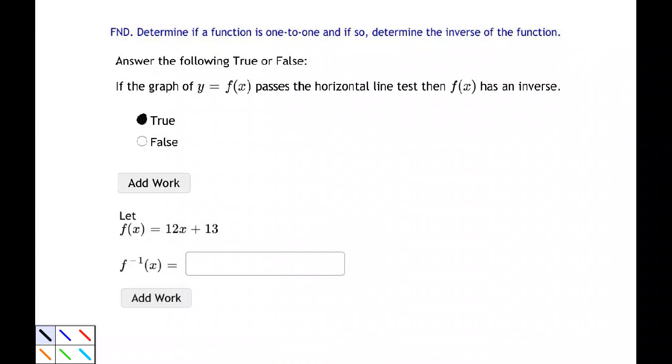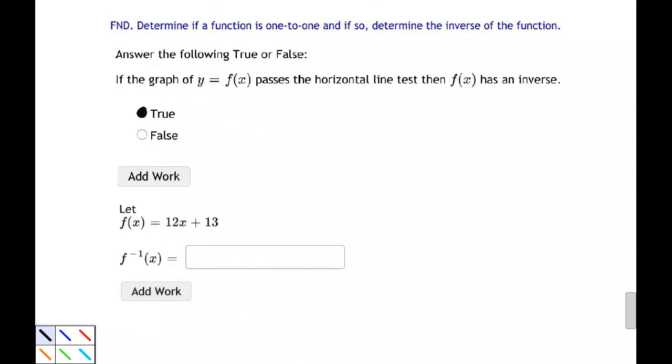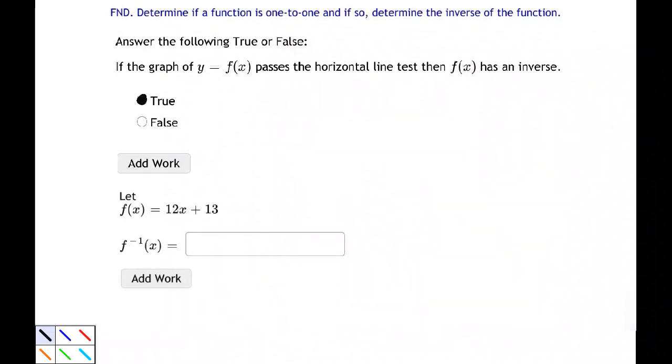Now, this isn't what the question asks, but it's also true that sometimes we restrict the domain of a function that isn't one-to-one, that doesn't pass the horizontal line test, so that it can also have an inverse. All right, now, the second question here is to find the inverse of a function. So we have let f of x equal 12x plus 13, and we're asked what is f to the negative 1, or f inverse of x.